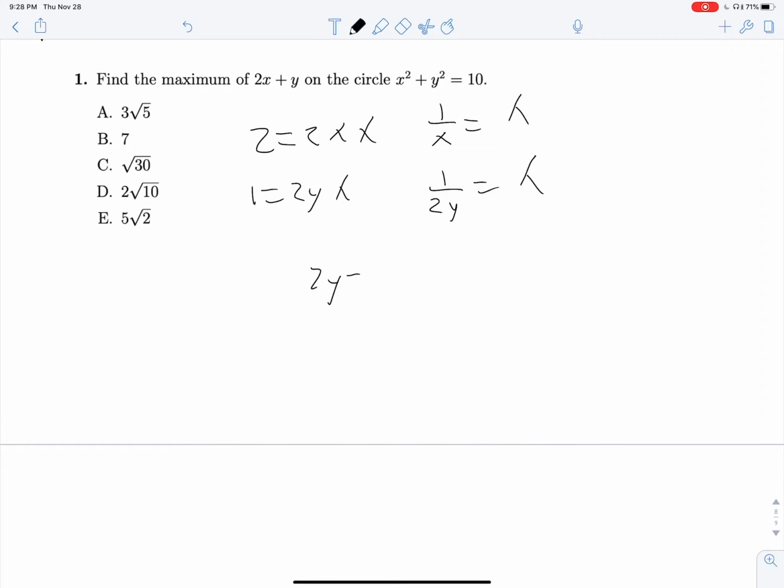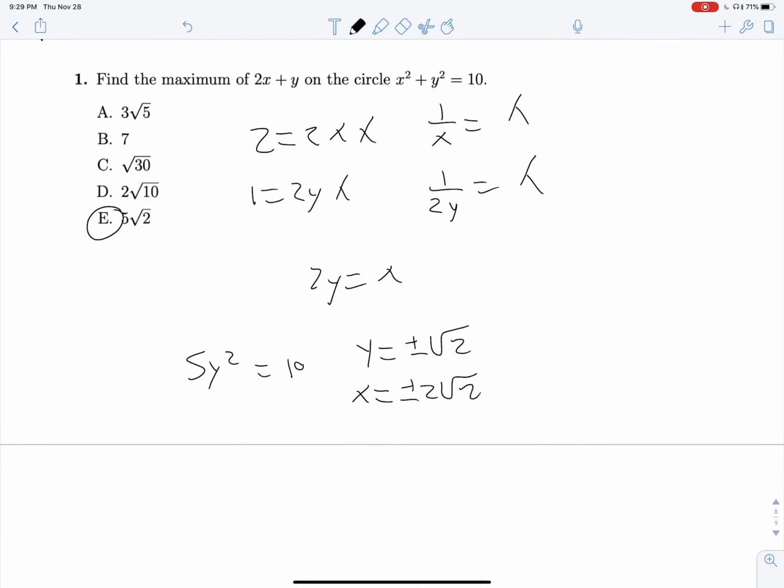So we know that 2y is equal to x. And we can put it up in the constraint. We'll get 5y² is equal to 10, or y is equal to ±√2. And x is equal to ±2√2. We can plug that into 2x + y, and we're looking for a maximum, so let's use the positive values. We will get 5√2, and we're done.